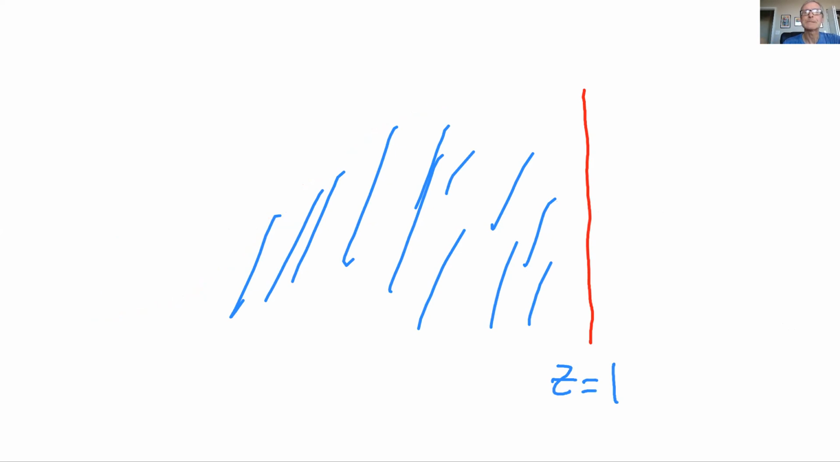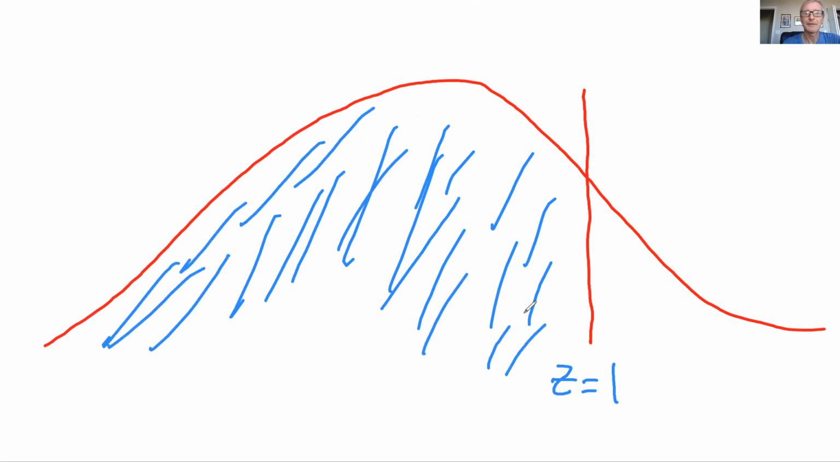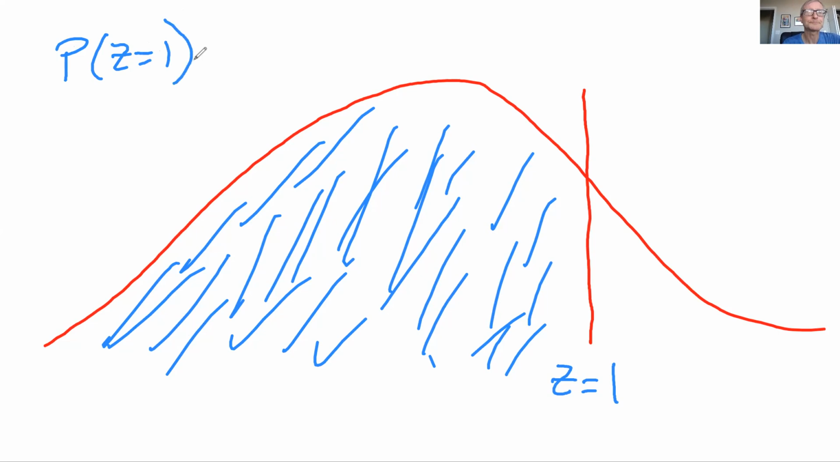Whoa. That did not go as planned. Try to put the distribution back up here. There we go. So if you calculate that area of 1, that would be P of Z equals 1, and you would get that area. And if you took a look at the table for 1, that would be 0.8413.